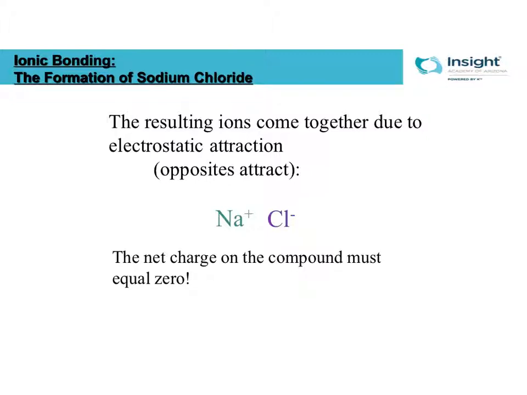So these ions, because they have opposite charges, attract. The key to making an ionic compound, something you want to make note of, is that the overall charge must equal 0. So these ions are going to form bonds in the appropriate ratio to cancel out their charges. Sodium chloride is easy because you got +1 and -1. But sometimes it's not as straightforward as that.